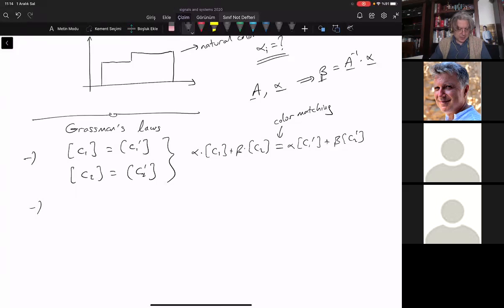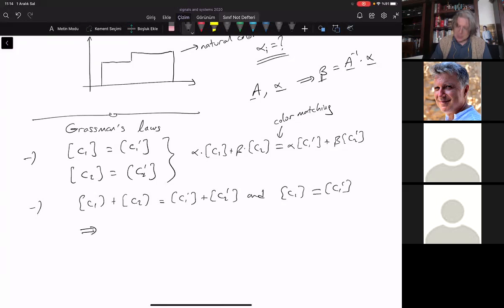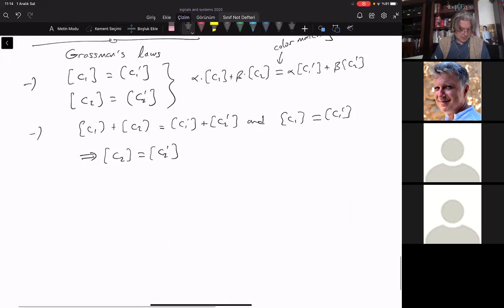in the subtraction domain. Like if C1 plus C2 matches C1 prime plus C2 prime, and C1 matches C1 prime, then you can just subtract from both sides of the equation, although it's not an equation. Then by subtractive methodology, C2 matches C2 prime. Like regular addition, although I'm telling you that it's not a regular addition.